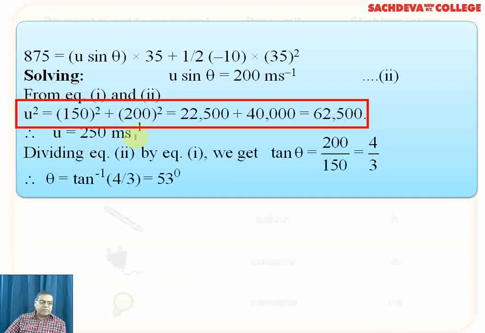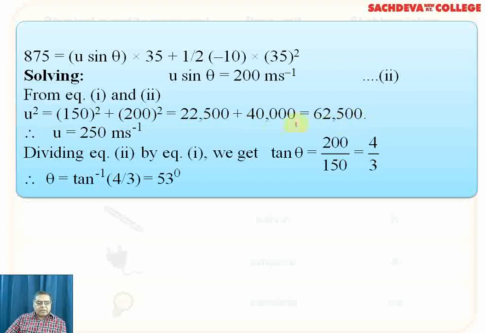That is, we have taken 150 square and 200 square, so we have taken the squares, added the values, and after that u square will become 62,500. Then u will be equal to 250 meters per second. We have taken the square root of 62,500.